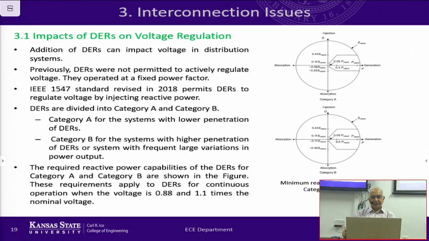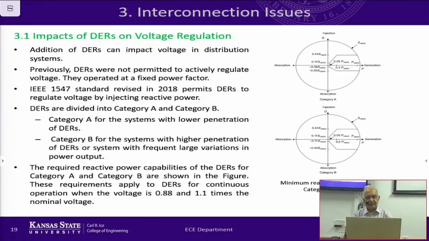The diagrams that you see on the right-hand side are the PQ diagram, with P, the real power, on the x-axis and Q, the reactive power, on the y-axis, and they define two separate categories, category A and category B. Category A is for lower penetration of DER, and category B is for larger penetration with large fluctuations and variations.